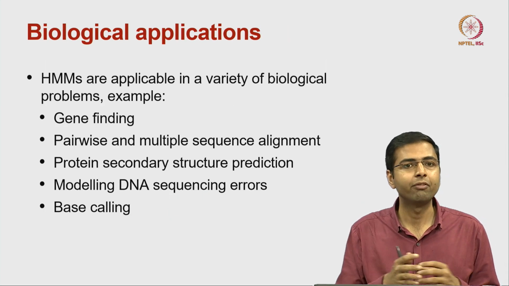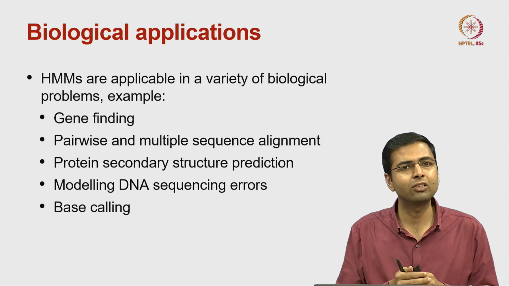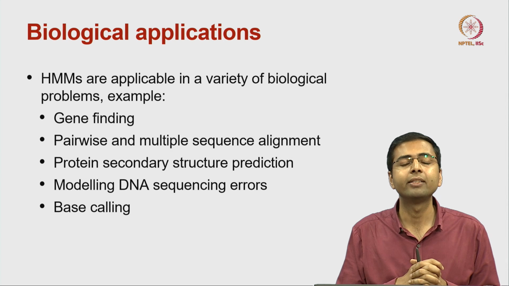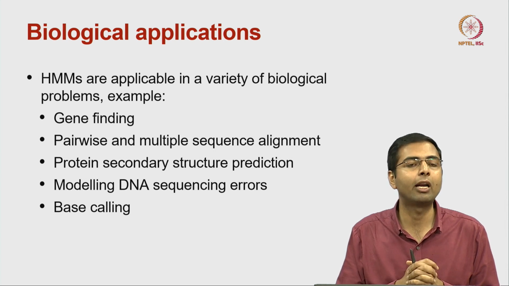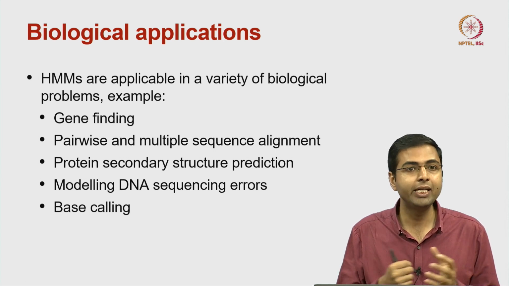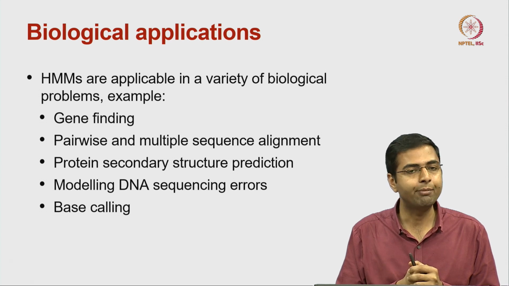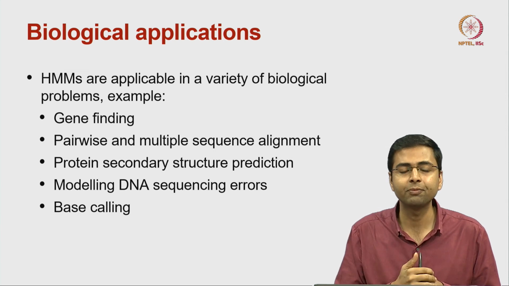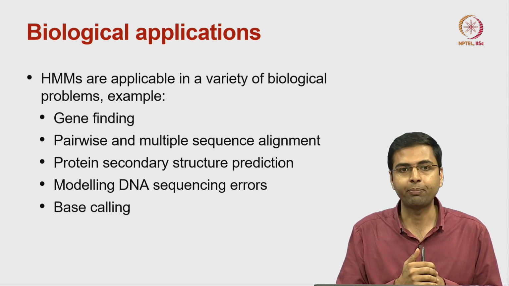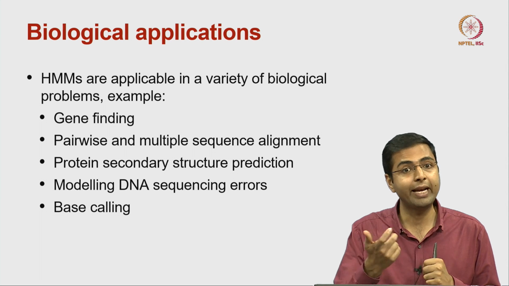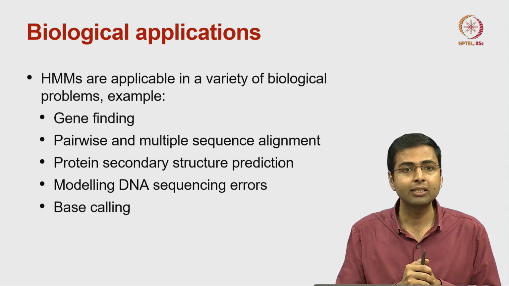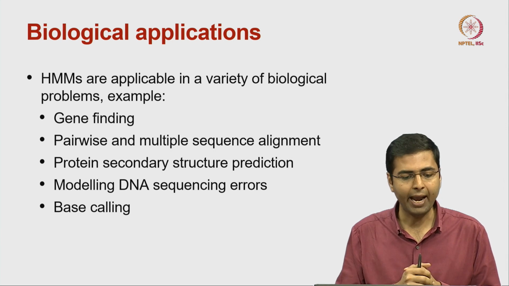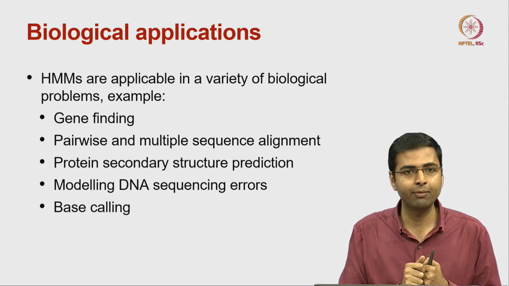Now, so far we have discussed a general model, but we have not addressed why these HMMs are relevant for biology. Well, it turns out that HMMs are used for a variety of biological problems, such as finding genes in a genome, sequence alignment, including both pairwise as well as alignment of multiple sequences, protein secondary structure prediction, modeling sequencing errors in DNA sequences, as well as base calling. So, there is a variety of applications, and let me zoom into one of these in more detail.